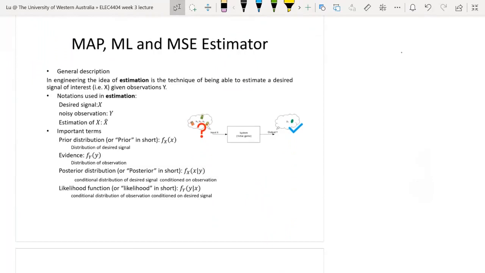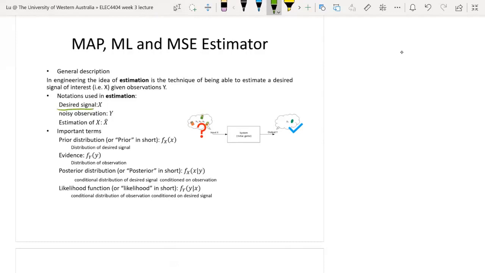Okay, general description. In engineering, estimation is the technique of being able to estimate a desired signal or parameter or variable value of interest given observation y. Now here we need to understand what estimation means. Estimation means you can observe y, so what is best, the highest chance, the most likely to happen regarding x? Okay, this is estimation.